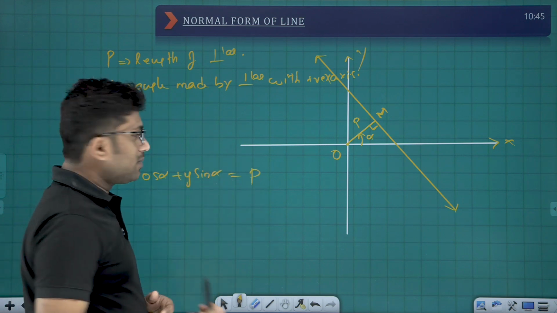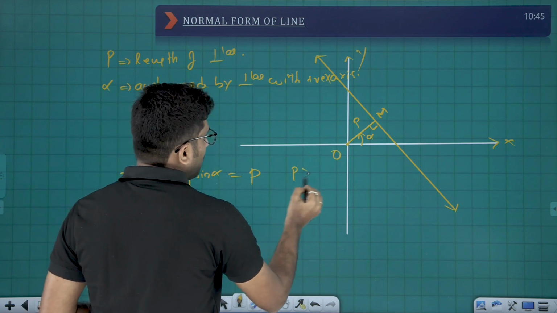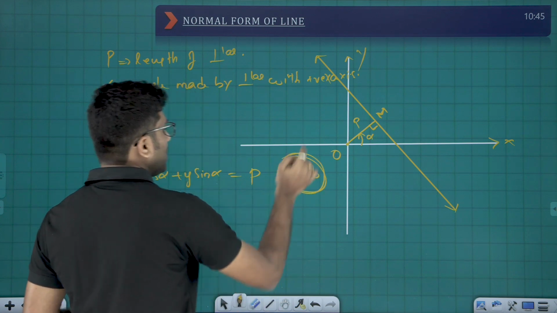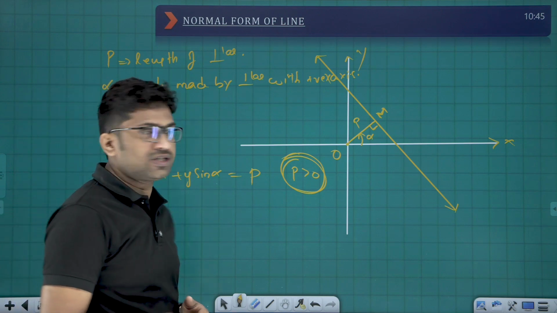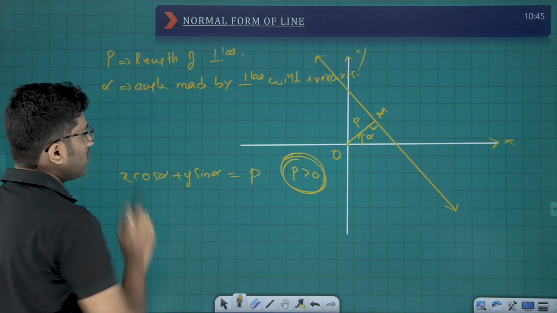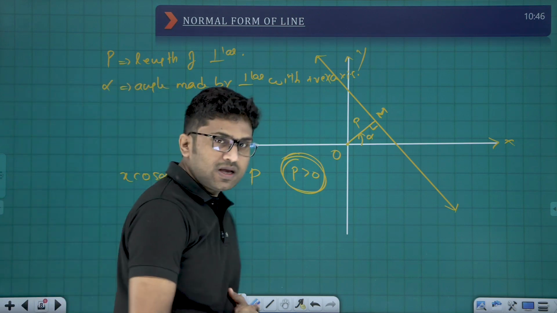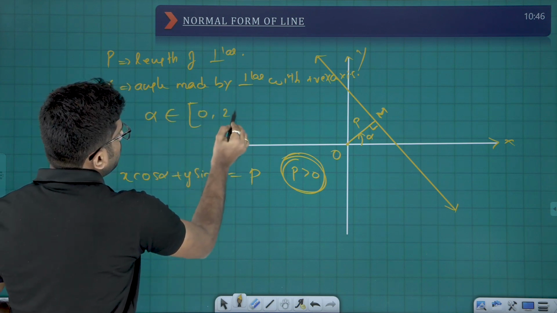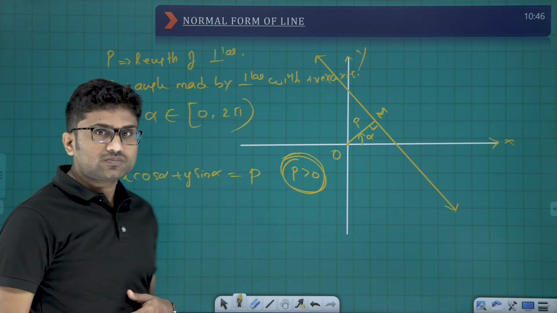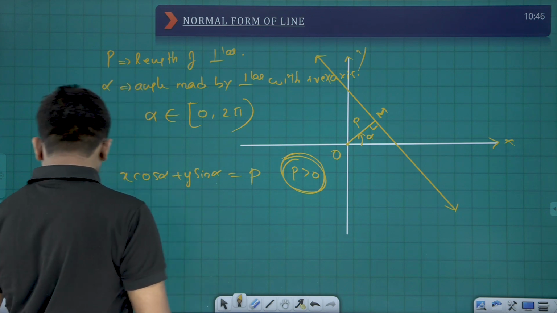Right hand side it should be P. This P should always be positive because P is the length of the perpendicular. Distance will always be positive, no? So x cos alpha plus y sin alpha is equals to P, and the value of alpha can vary from 0 to 2 pi.